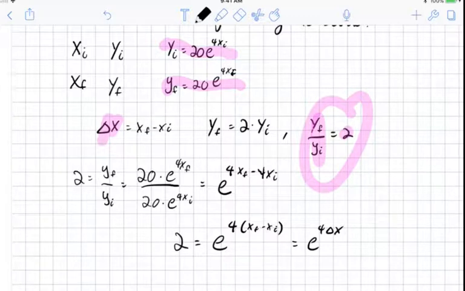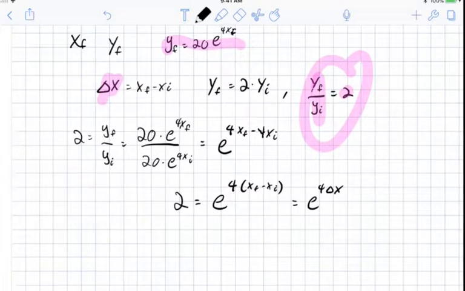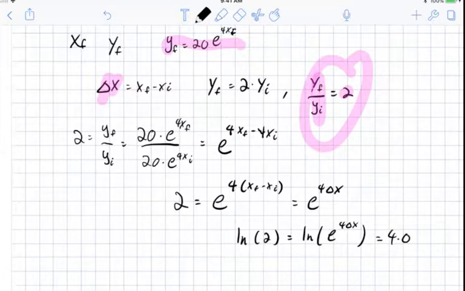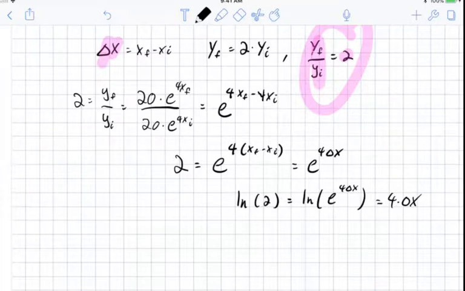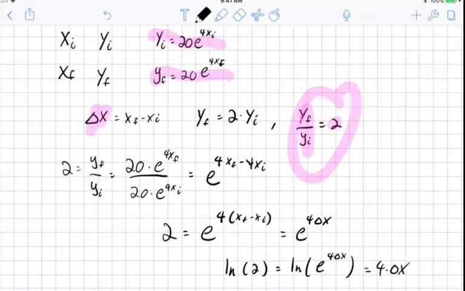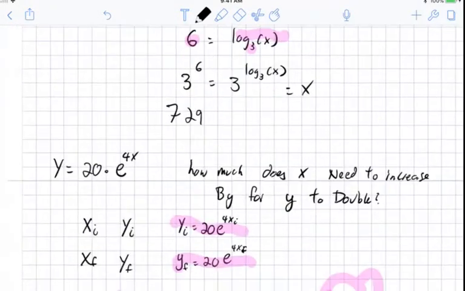And now I just solve this equation for delta x. Take the log of both sides. So delta x is equal to ln of 2 over 4. So every time x increases by 0.1732, the value of y doubles. Isn't that fun? Let's try another one.